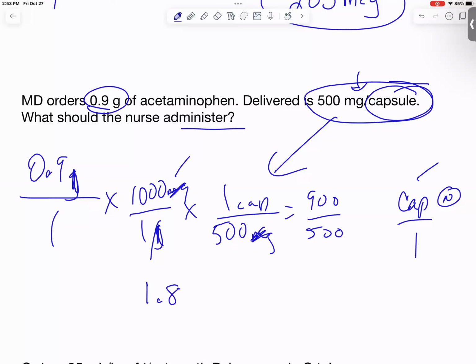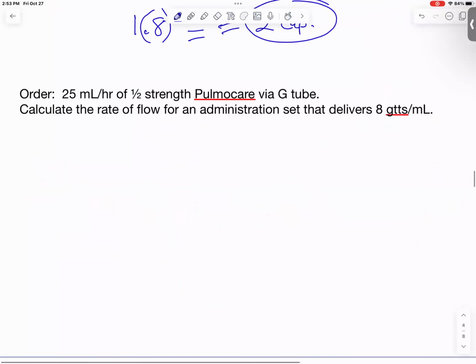So if we're following the rounding rules, yeah, that's right. But we're giving a capsule, and I can't bring in 1.8 capsules. So you have to decide either you're going to give 1 or 2 in this situation. And 0.8 is definitely closer to 2 than it is to 1. So the answer is 2 capsules. Beautiful. All right.